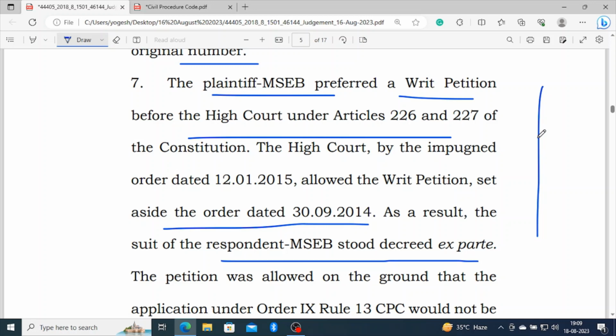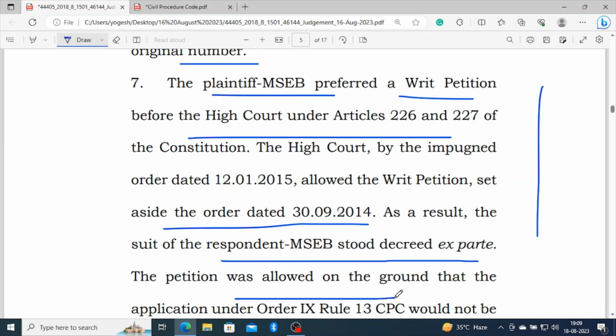So ultimately, the suit respondent stood decreed ex parte. Respondent MSCB stood decreed ex parte. So the defendant's ex parte order got restored.